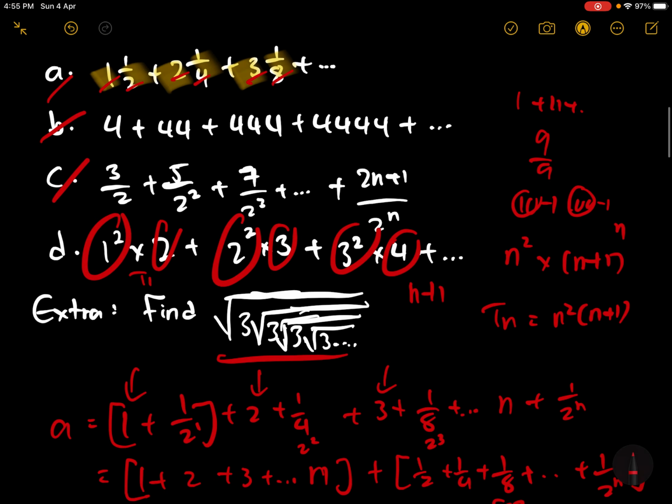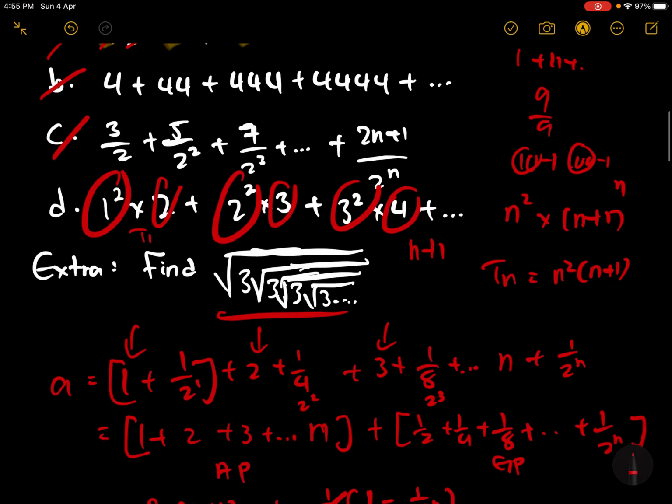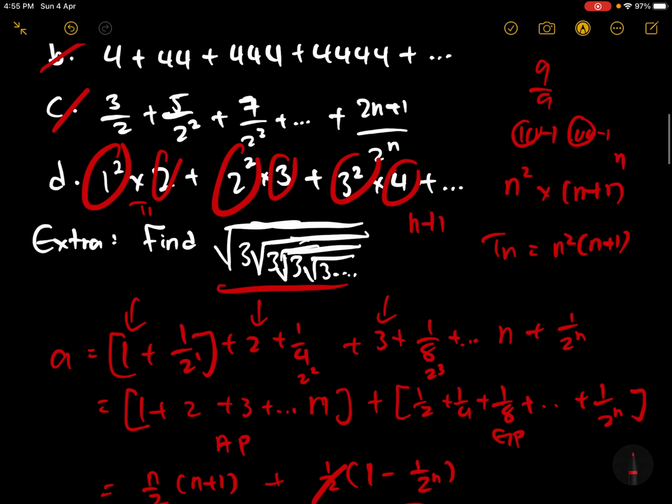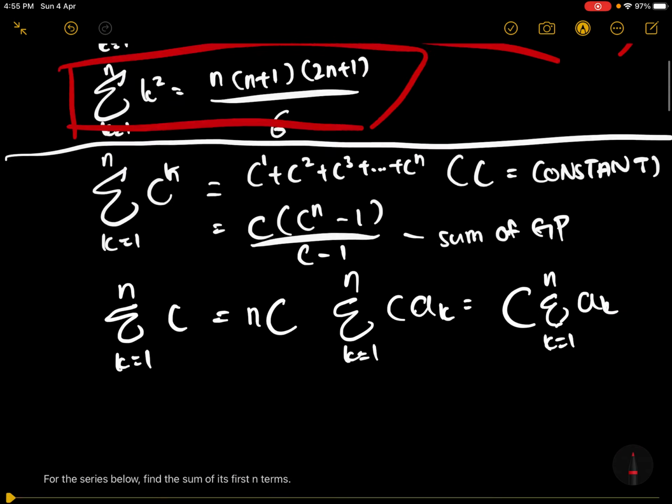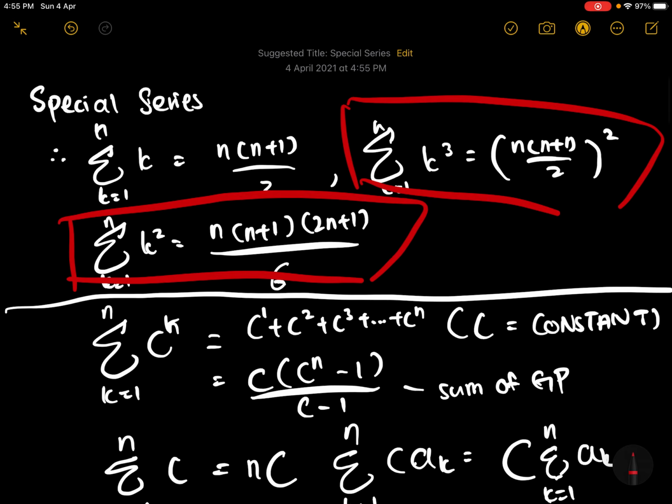And the last one is you want to generalize them into a general term, and then use sigma notation to find a simple solution for special series, which is this sigma stuff with k squared and k cubed.